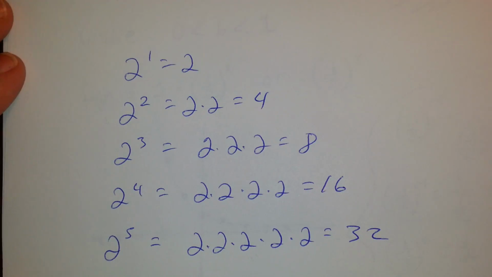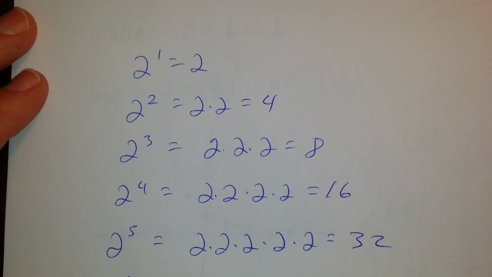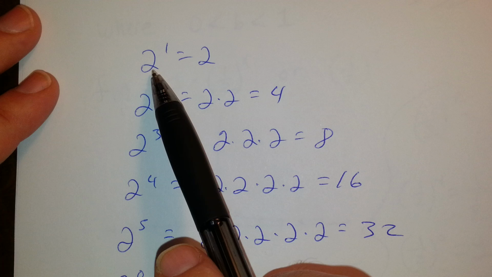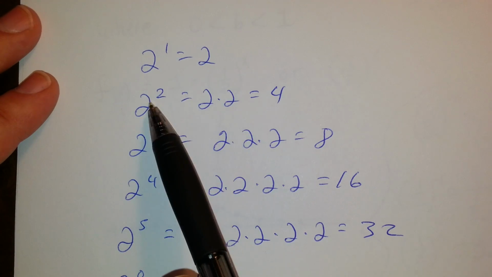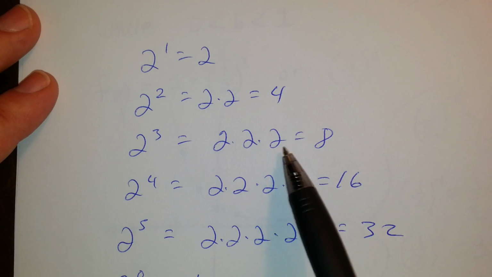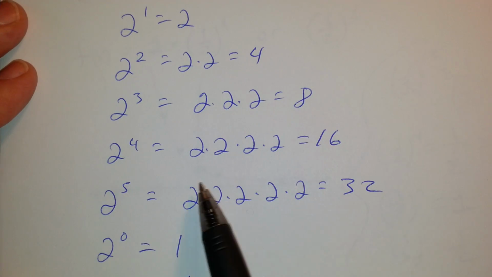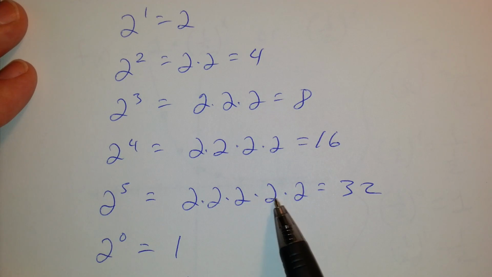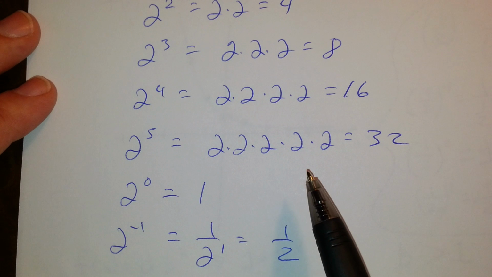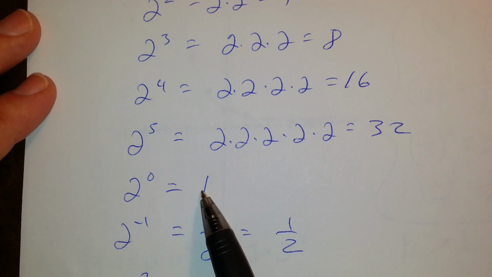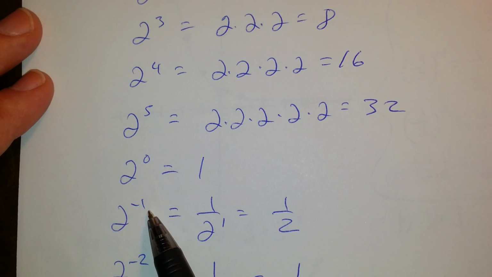Here's some of these things when we look at graphs. Here's 2 to the first, 2 squared, 2 cubed is 8, 2 to the 4th is 16, 2 to the 5th, 2 times 2 times 2 times 2 times 2 is 32. And let's go the other way. 2 to the 0 power is 1. 2 to the -1. Okay, negative.